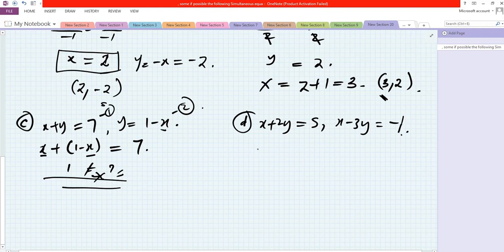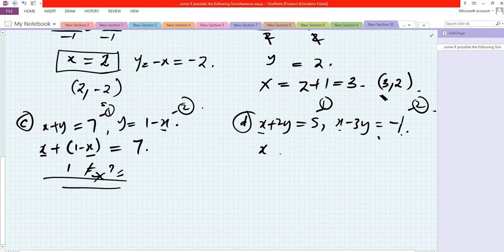So we also use substitution method because you have coefficient of x on both sides equal to 1. So this is equation 1, this is equation 2. Since coefficient of x is equal to 1, we are going to use substitution method. So we're going to rearrange equation 2 to make x the subject of formula.